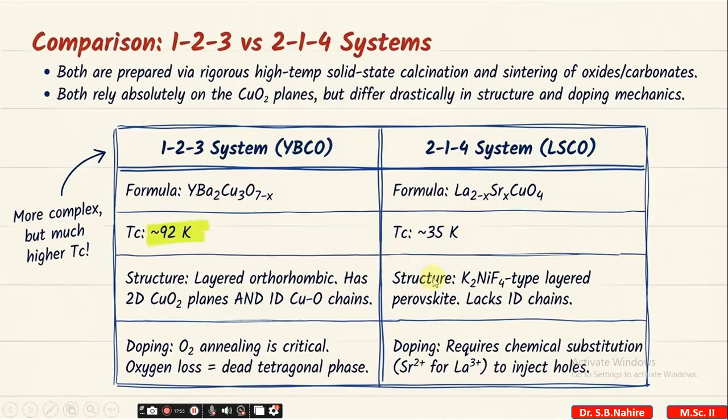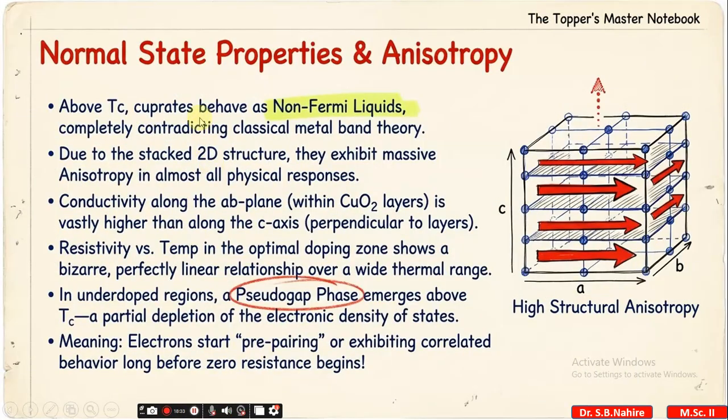Now structure. It has a K2NiF4 type layered perovskite structure. It contains CuO2 planes but does not have one-dimensional copper-oxygen chains. Now doping. In this system, chemical substitution is required. Here, strontium ions replace lanthanum ions. This substitution introduces holes into the system which enables superconductivity. Now one important takeaway. The 123 system is more complex, but it gives a much higher critical temperature. In the next slide, we will study the normal state properties and anisotropy.